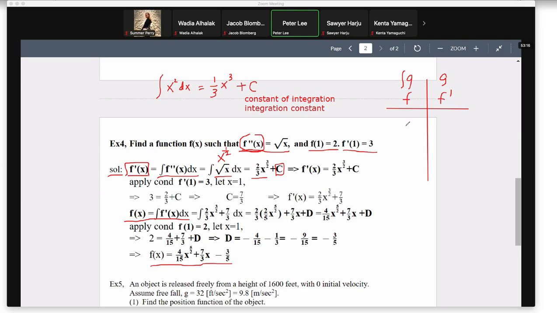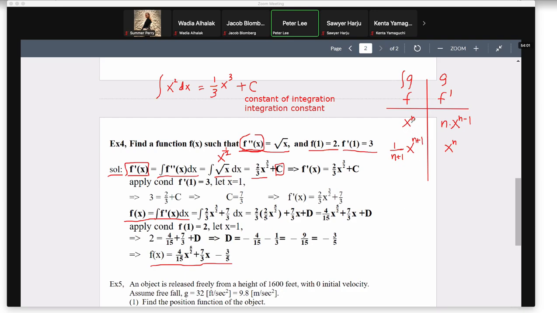Now let's see. If you have x to the n power, what is the derivative of x to the n power? That will be n times x to the n minus 1. Now, if you have x to the n power here, then whose derivative is x to the n power? Well, we have to reverse the procedure, and so that will be 1 over n plus 1 times x to the n plus 1.